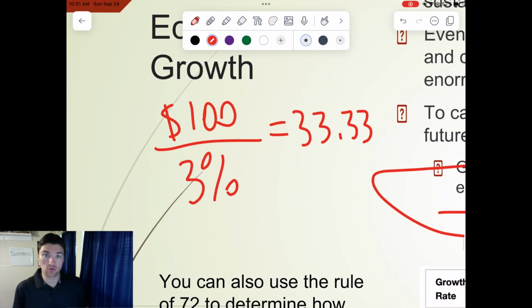So this is called the rule of 72, where basically you just take the amount of GDP you have, divide it by the growth rate, and then this is a rough estimate on how long it will take your GDP to double. And you can do this with investments as well.